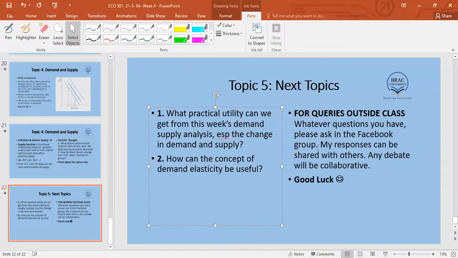So next week we'll look at the practical examples of demand shifts to the right and to the left, and practical examples of elasticity. What factors affect elasticity? How can business houses respond to them? Okay? Okay, so let's get back. Does anybody have any questions? Whatever questions you have, please ask in the Facebook group. I normally respond back quickly, and my responses can be shared with others, and any debate will be collaborative.